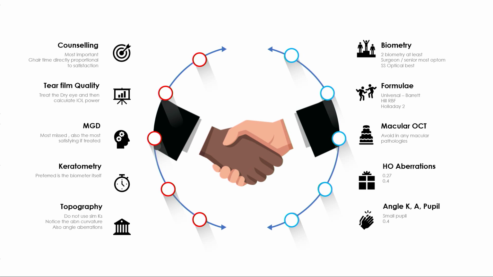Use the best of the formulas available. The best of the formula is also free. Remember, both Barrett and Hill RBF are available free on the website. Utilize that opportunity even if your machine doesn't have it. If your machine has it, great.